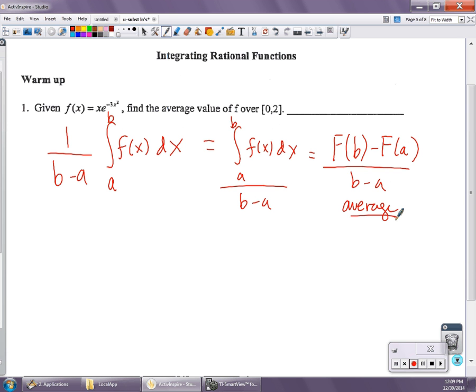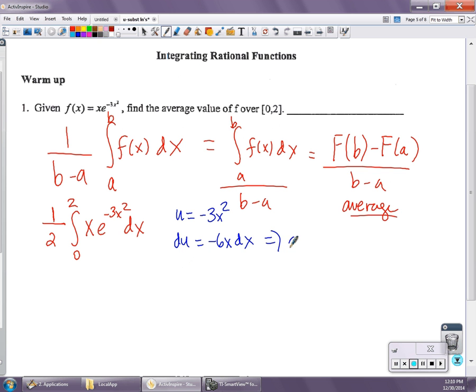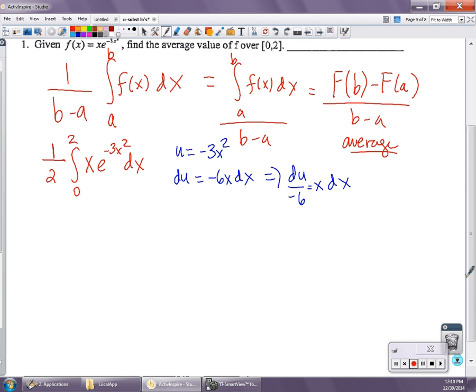All right, so in this problem we're going to have 1 over b minus a, so that'll be 1 over 2 from 0 to 2 of x e to the negative 3x squared dx. All right, I'm going to do this problem with U substitution because I have an inside and an outside function, so I'm going to let u equal negative 3x squared, and du is equal to negative 6x dx. I will not need that negative 6, so that's going to give me du over negative 6 is equal to x dx. I'm going to make my substitutions, and that'll give me a 1/2 out front.